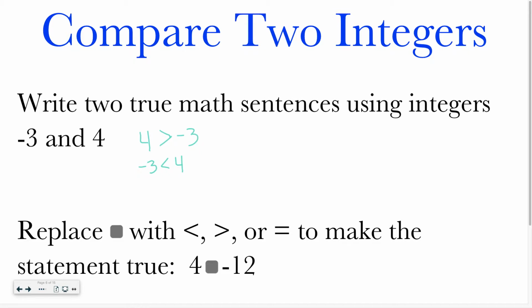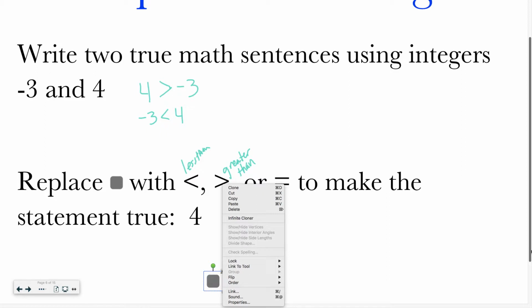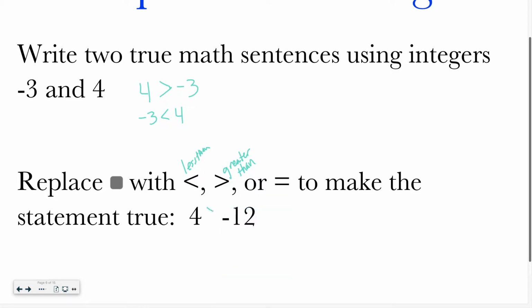Okay, and then let's go down and look. We want to replace that little gray box with less than, greater than, or equal to in order to make the statement true. So we have a +4, we have a -12. Which one's bigger? Is the +4 bigger or is the -12 bigger? The +4 is bigger. So I'm going to say 4 is greater than -12.